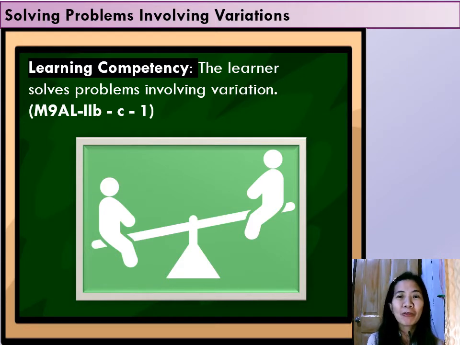So I am Ma'am Fortuna Familiaran and I'm going to discuss the topic solving problems involving variations. So our learning competency for this week is that the learner solves problems involving variations. Okay, so this is our topic.